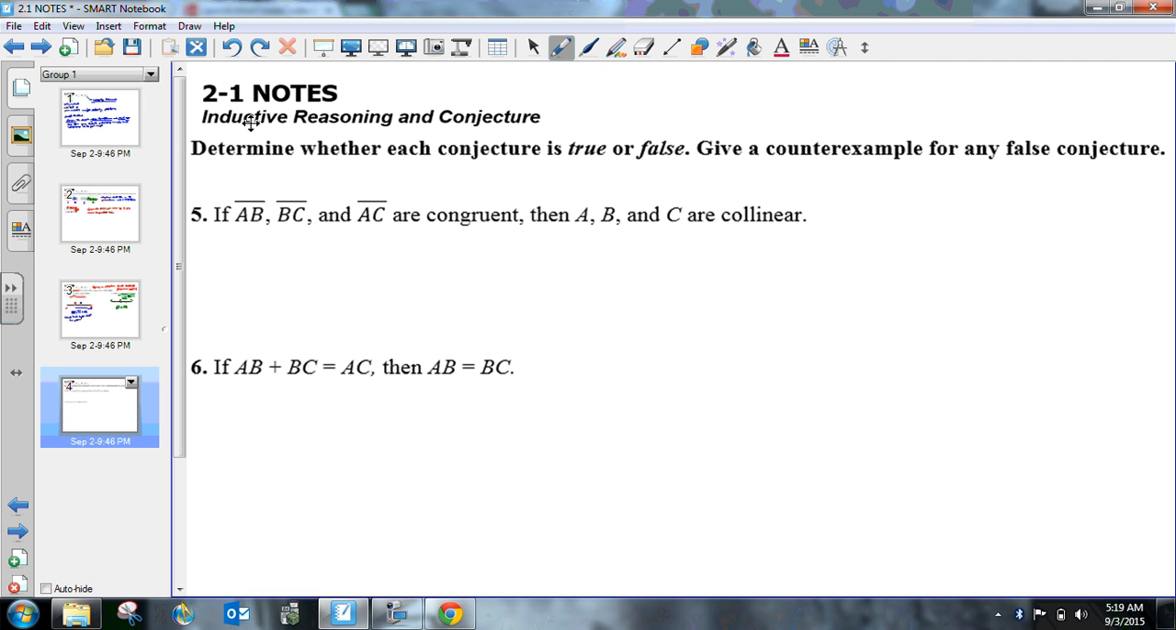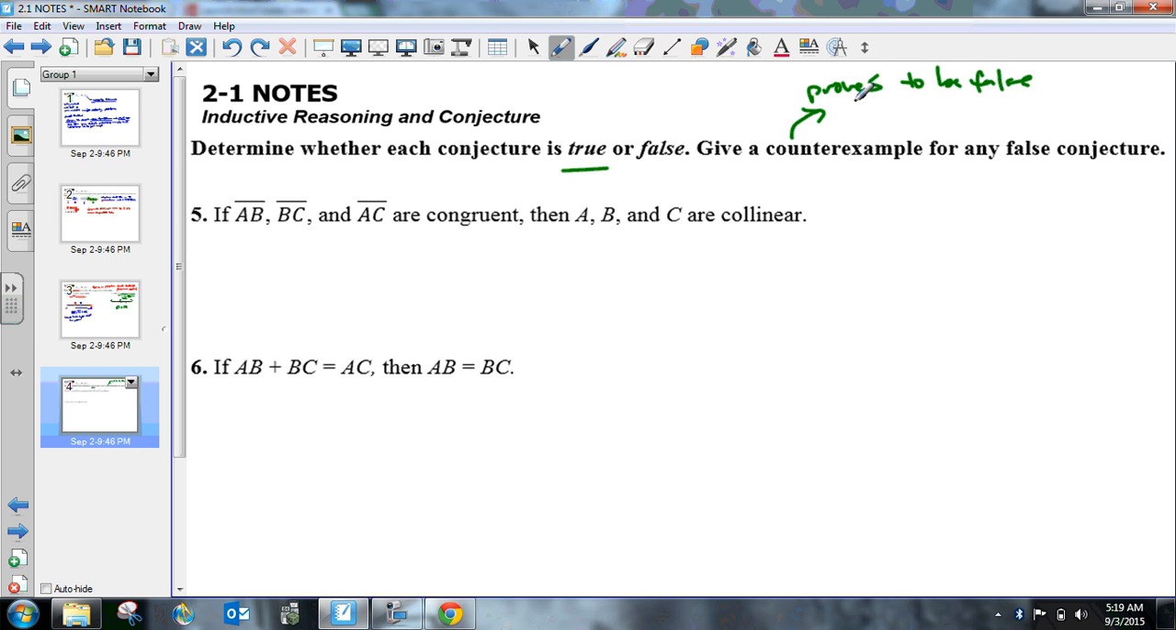All right, let's take a look at determine whether each conjecture is true or false. Give a counterexample for any false conjecture. Okay, so a counterexample, if it's false, okay, if it's true, it's true. If it's false, a counterexample is something that proves it to be false.